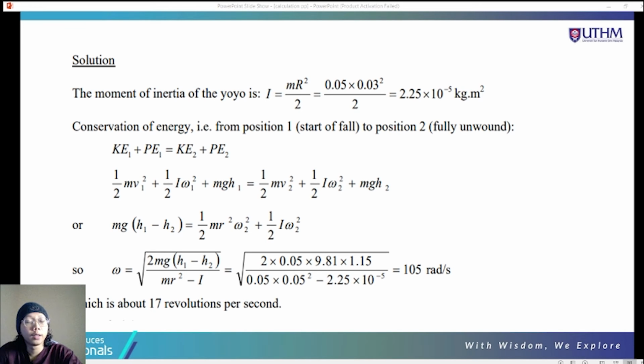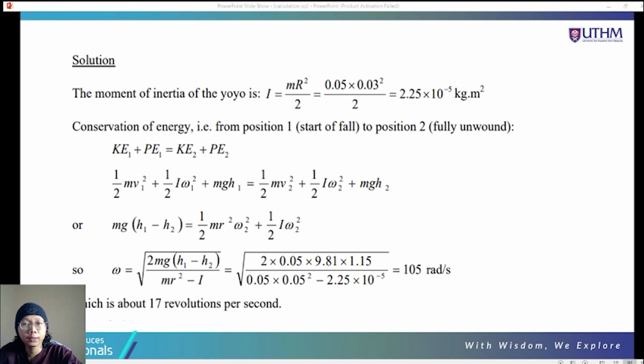The thing that we want to find is the angular velocity, and omega is our angular velocity. So here we have omega equals square root of 2 mg (h1 minus h2) over (mr squared minus I). Then we just need to substitute our values: 2 times 0.05 kilogram times 9.81, which is our gravity, times 1.15, which is our length. Since one of the heights is 0, we get 1.15 over 0.05 times the radius squared, minus 2.25 times 10 to the power negative 5.